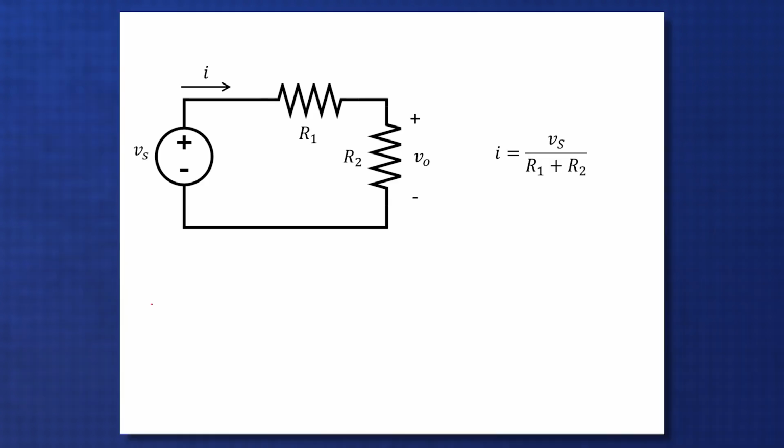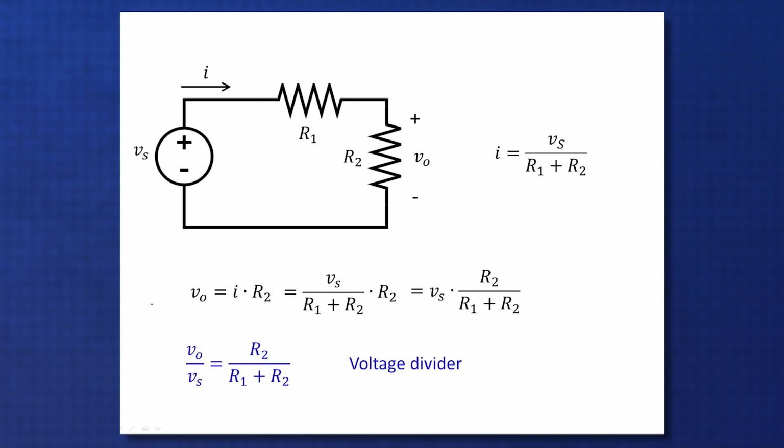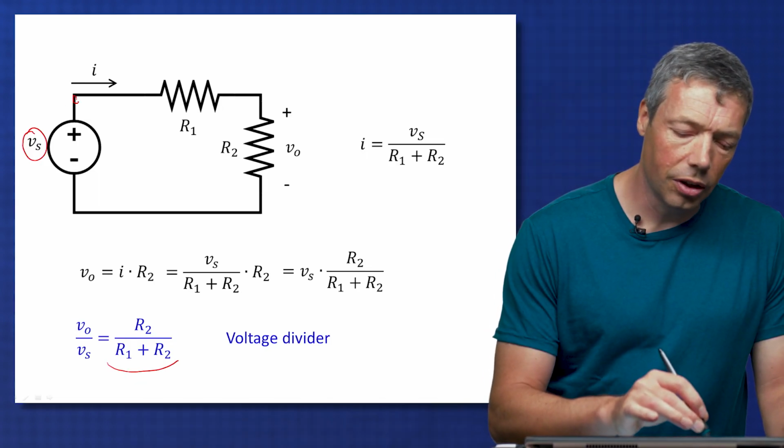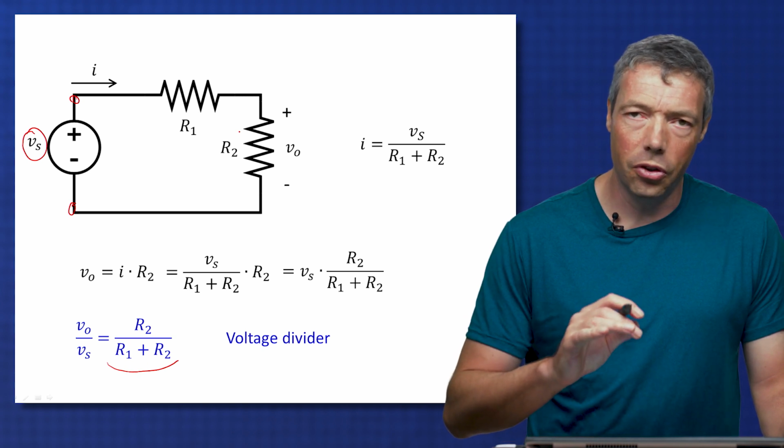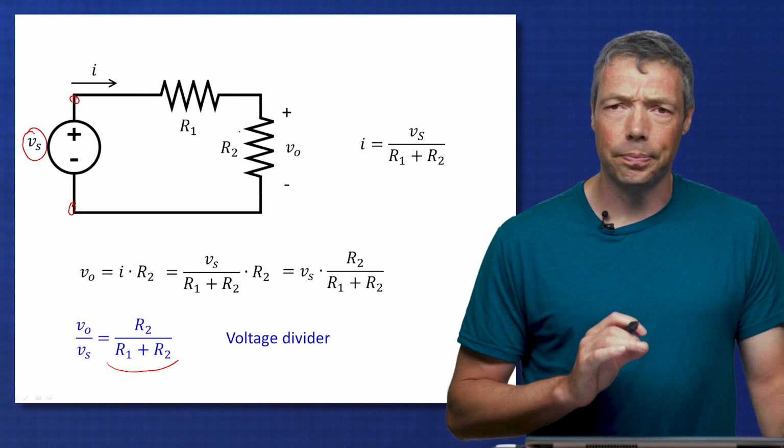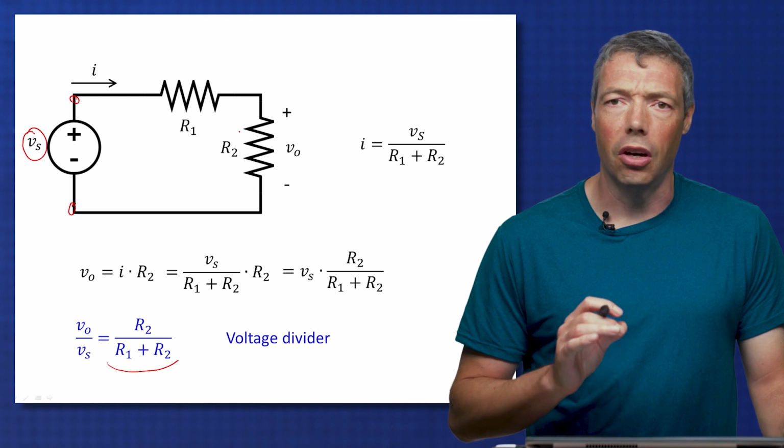What I can also do is look at this voltage VO over this resistor R2. I calculated this current I before, right? And VO is just I times R2, and I can work out the equation. And what I see is that VO divided by VS is given by this equation here. And this is what I call a voltage divider. The total voltage, Vs, that's over these two resistors, R1 and R2, only a portion of it is visible over R2. And that's the result of this voltage divider.